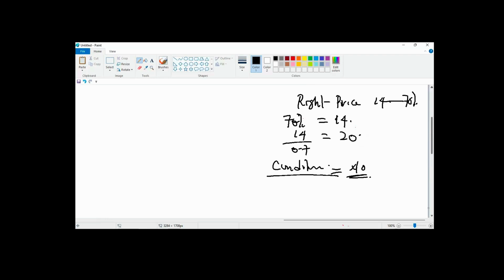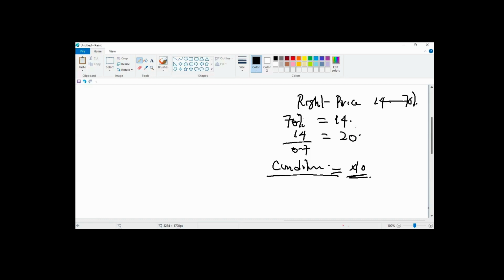100% minus 30 is 70. That means I'm paying 70% of the price. If you do 30% of 20, it will give you 6. 20 minus 6 will give 14.